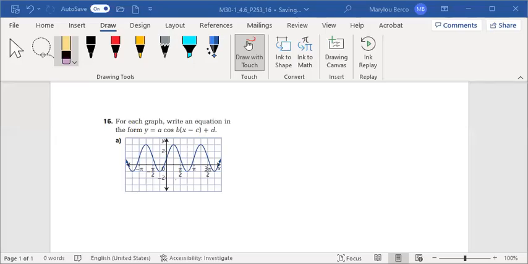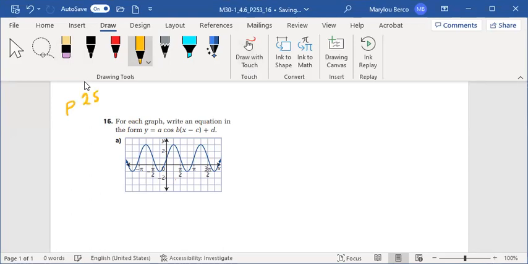Okay, let's take a look at number 16 on page 253. For each graph, write an equation in the form y equals a cos b x minus c plus d. Remember, the cos graph starts at 0, 1. Sorry, yeah, 0, 1 starts here.